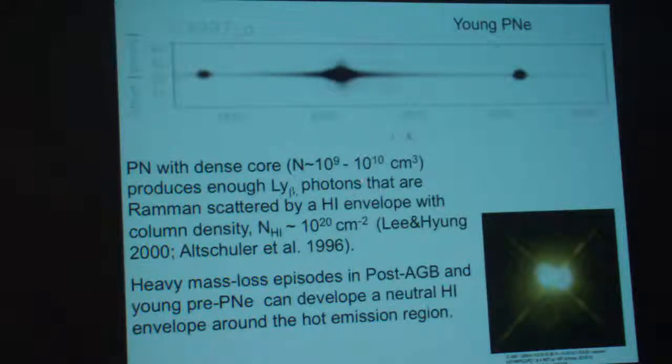It has a dense core, 10 to the 9 per cubic centimeter, scattering Lyman beta photons, okay? And the H I envelope that is required to scatter these photons has actually been measured by Schuster. It has a column density of the order of 10 to the 20 per square centimeter. So this is a target that has gone through a very heavy mass loss episode. It has produced this neutral hydrogen envelope around it, and it's scattering photons and producing this beautiful line profile.